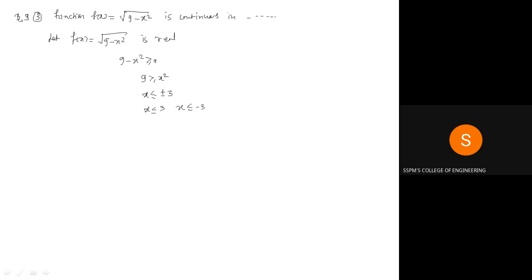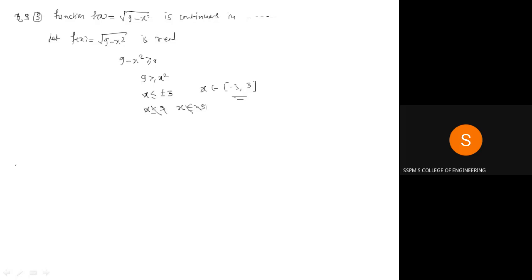X is less than or equal to 3, or X is less than or equal to minus 3. When you multiply throughout, X is less than or equal to plus or minus 3. It means that X will lie in the interval minus 3 to plus 3. X will take its values in between minus 3 and plus 3. So this interval will be there, and in this interval the given function will be continuous.